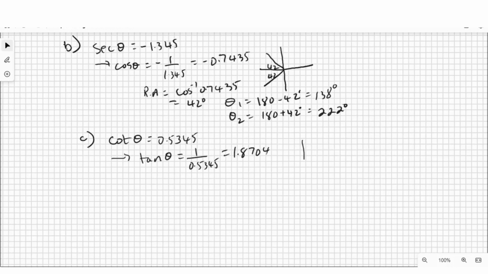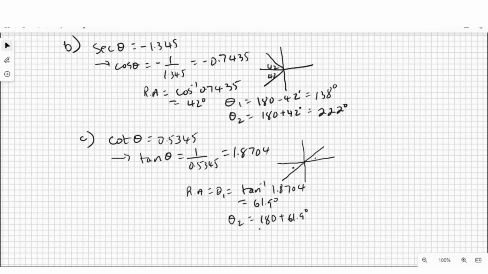Since this is positive, tangent is positive in the first quadrant and in the third quadrant. So I find the acute angles. The related acute angle will be the same as the first angle because it's in the first quadrant. The related acute angle is tan minus 1 of 1.8704, which is equal to 61.9 degrees. My second angle is in the third quadrant, which is 180 plus 61.9 degrees, which is 241.9 degrees. So these are the basic things for reciprocal trigonometric functions.